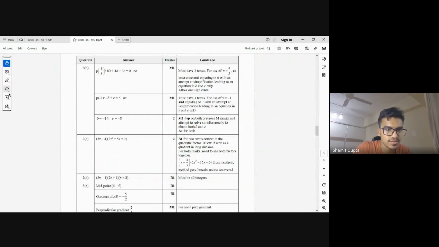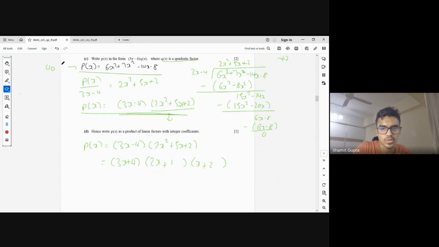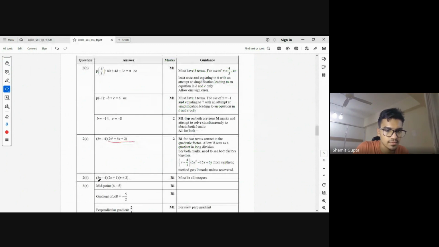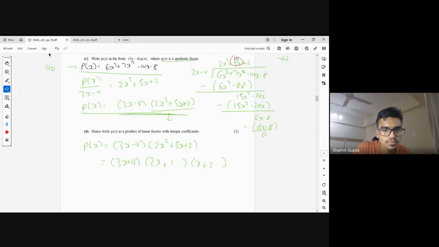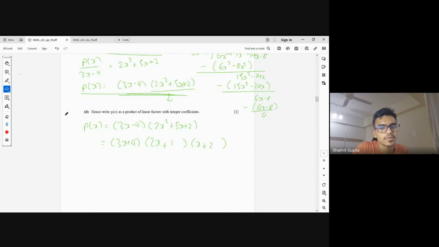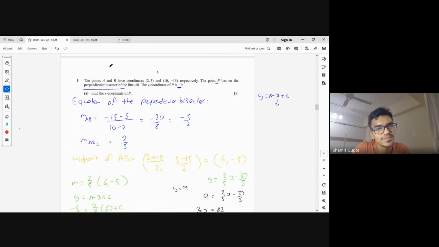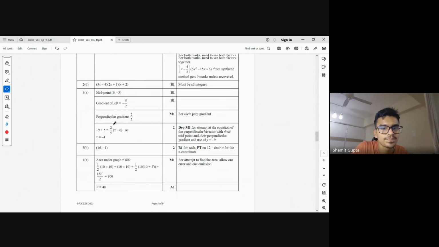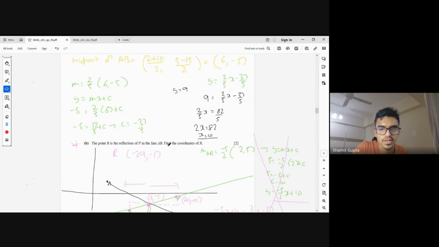2x squared plus 5x plus 2. We can see here, yes, 2x squared plus 5x plus 2. Good. 3x plus 4, 2x plus 1, x plus 2. It should be 3x minus 4. Over here it was 3x minus 4, then I wrote plus 4 here for some reason. Fine, I won't lose the mark. That was not a conceptual error, I literally wrote minus here. And the third question is x equals negative 4.